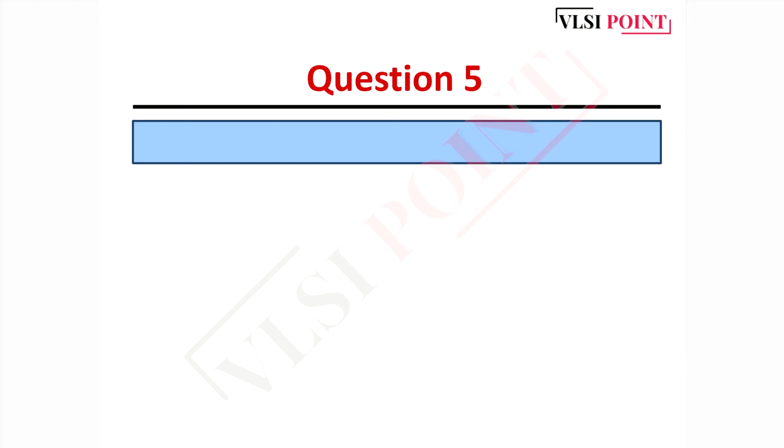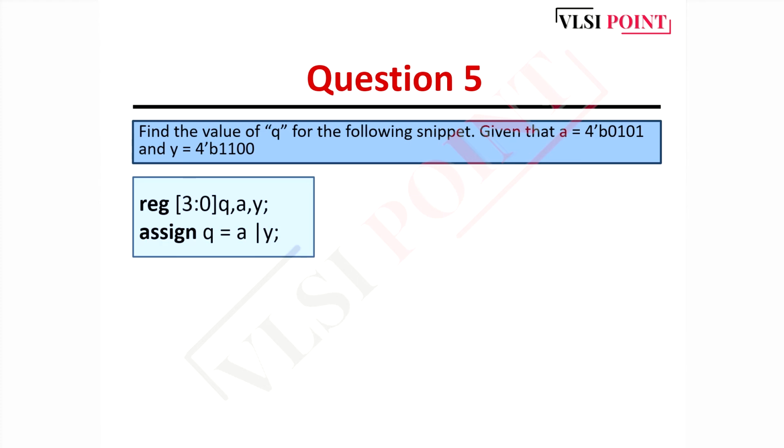Now coming to question 5. Question 5 is: find the value of Q for the following snippet, given that A is 4'b0101 and Y is 4'b1100. Here I have taken 4-bit variables. So there are register type variables Q, A, Y, and then we have to assign Q the value A or Y. So here simply you have to perform a bitwise OR operation between A and Y, and yes, you will get your answers. So quickly perform this operation.